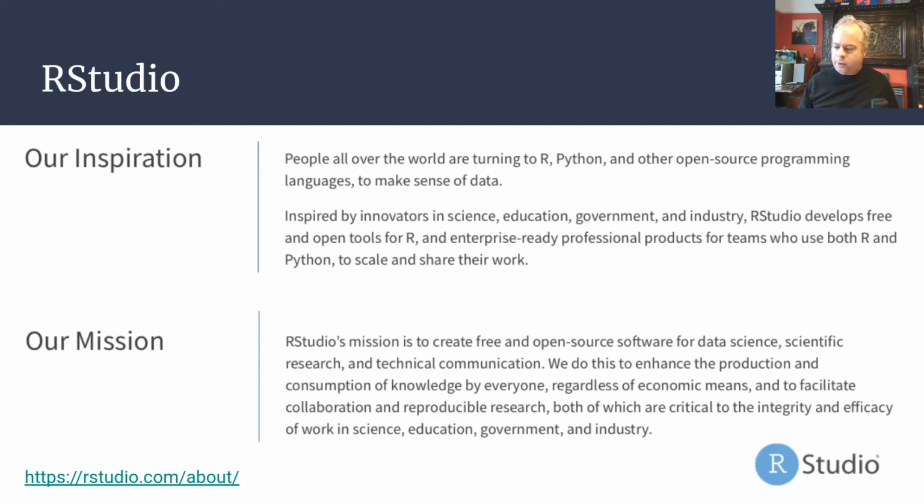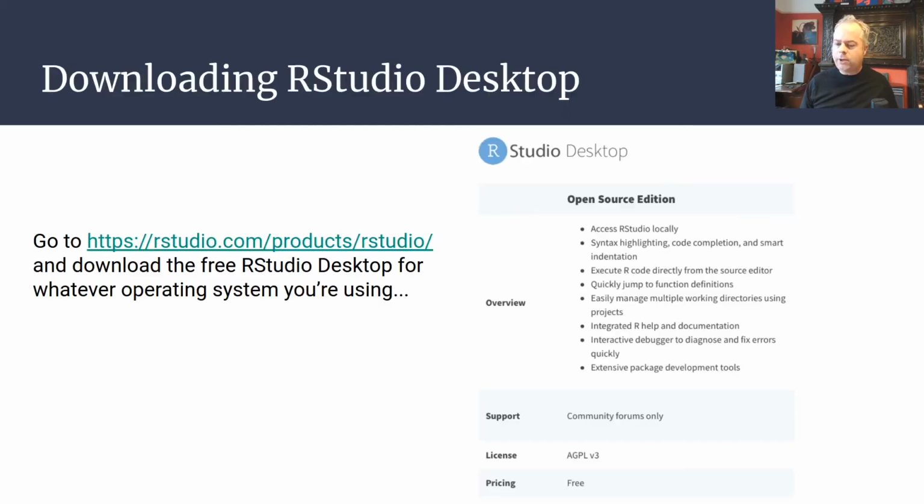The mission itself is to create free and open source software for data science, scientific research, and technical communication. And we're doing this to enhance the production and consumption of knowledge by everyone, regardless of economic means, and to facilitate collaboration and reproducible research. That bit's obviously critical in the context of this unit, both of which are critical to the integrity and efficacy of work in science, education, government, and industry. So it's all about openness, open source software, and open and reproducible research. The RStudio mission overlaps nicely with the open research and reproducible research mission.